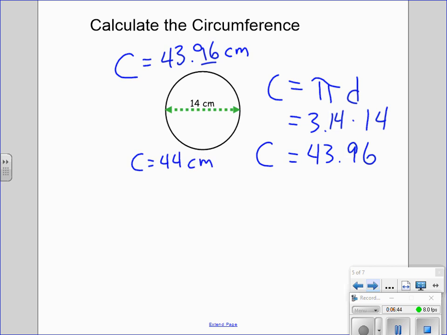And again, you can check it by seeing, is it about 3 times bigger than 14? And yeah, it is, because 14 times 3 is 42, so it is a little bit bigger than that. So that's perfect.